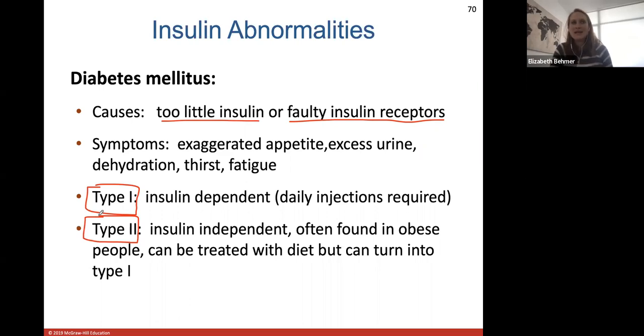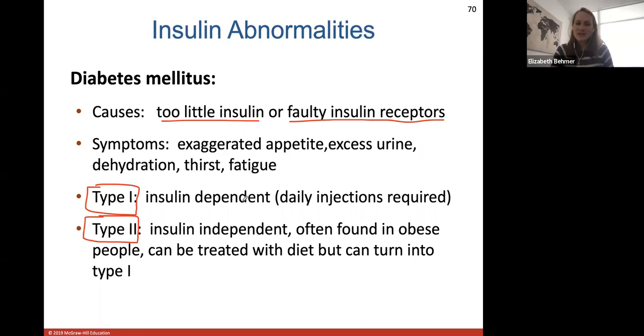So you daily need to give yourself an injection. Type 1 diabetics, anyone can become a type 1 diabetic. It's something that you might be born with. You could develop it later as an adult, but it's not anything that you're doing to create type 1 diabetes.